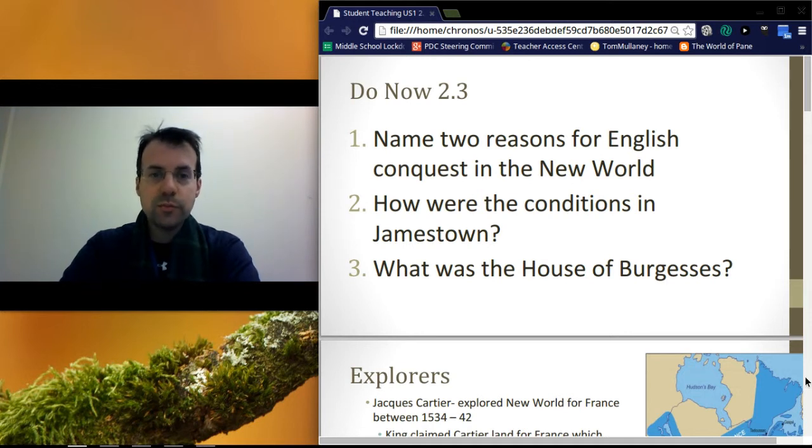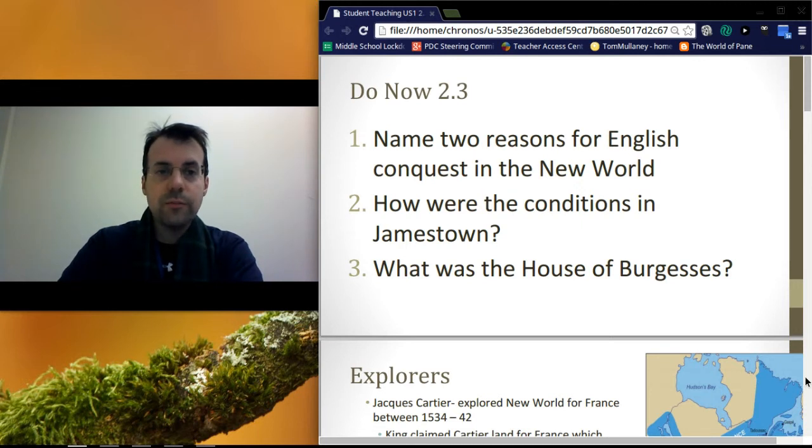The do now that Mr. Boyle went over yesterday: the reasons for English conquest in the New World, the idea of colonies, trade, exploiting resources, especially with the way the Spanish had done that. They saw that example and wanted to copy it. From there, they also wanted new markets.